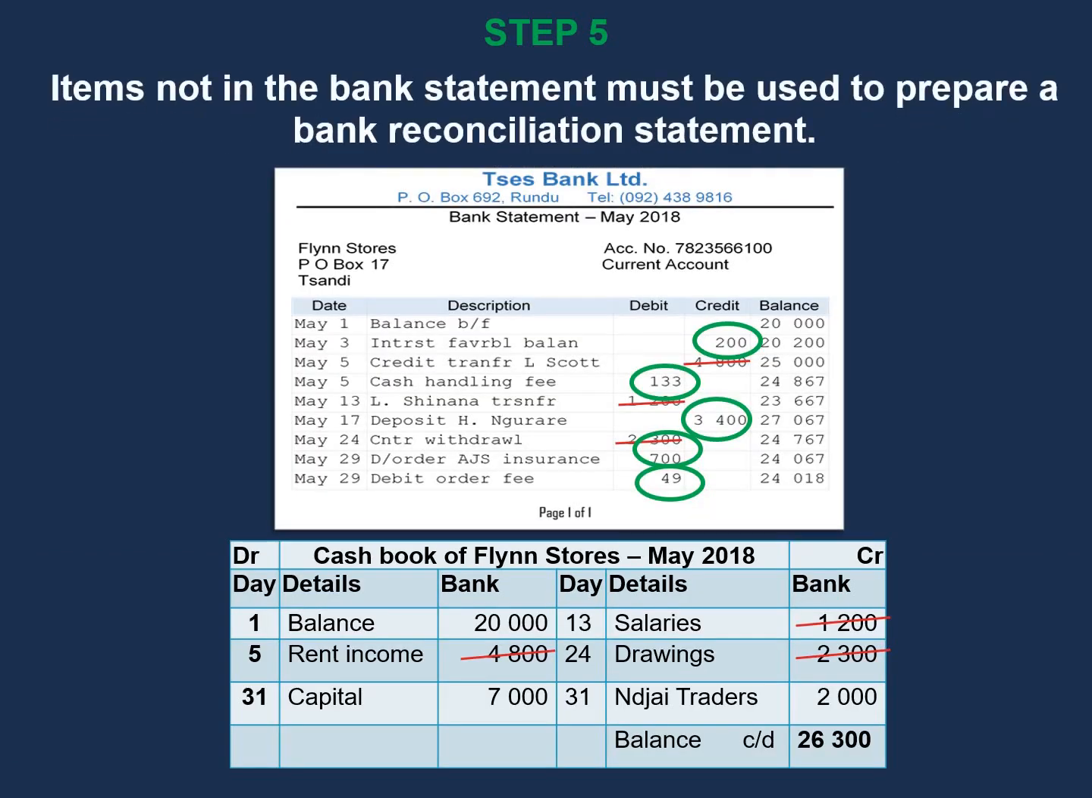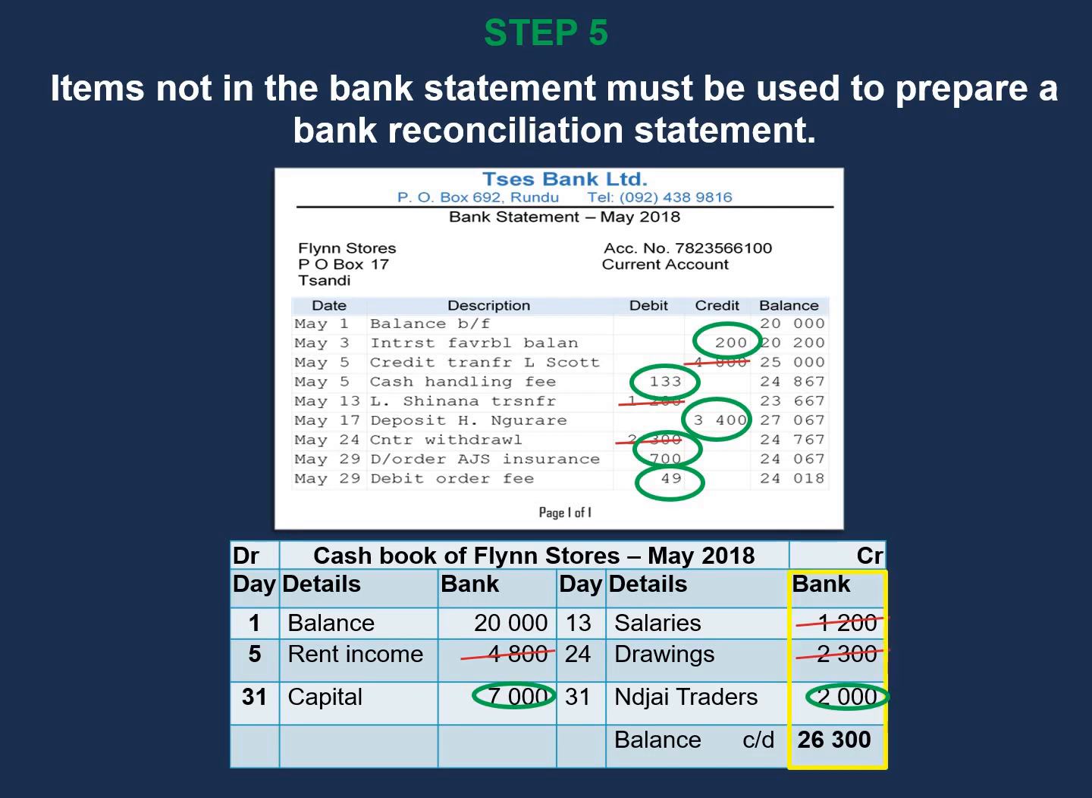The items in the bank statement must be used to prepare a bank reconciliation statement. Now these are all the items that are on the cash book but not on the bank statement. We can also go ahead and encircle those items. It's the 7,000 capital on the debit side and then Jai Traders on the credit side. Please note that we do not circle the opening balances.